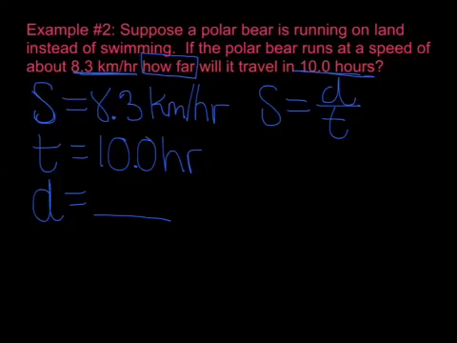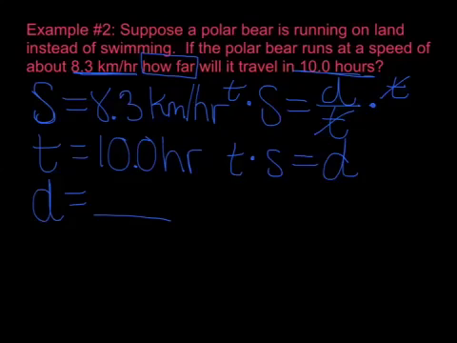We already have speed, we already have time, but distance is my unknown, so I need to get distance by itself. To do that, I need to get rid of t on this side. So I multiply both sides by t. Doing that cancels time on my right side. On the left side, I'm left with time times speed is equal to distance.